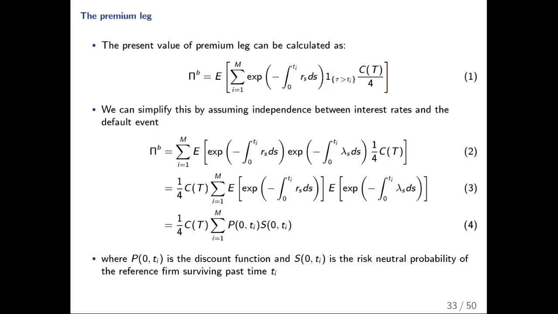Simplifying assumption, we assume independence between the default intensity process and the interest rate, which allows us to split up this expectation. We bring out the coupon rate, so it turns out that the buyer's discounted payments are just the discounted value of the future survival probabilities multiplied by C, the CDS spread. C is what we want to determine. Okay, so the aim of the game is to try and work out what C is.